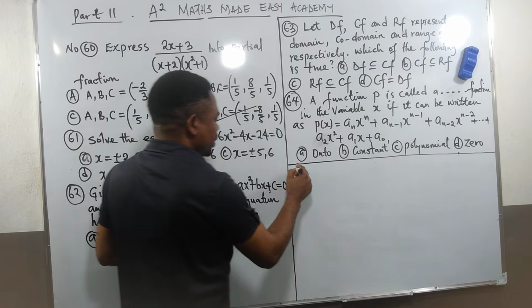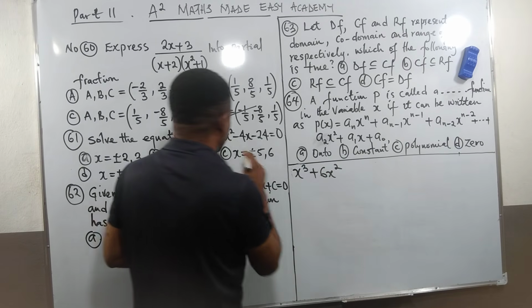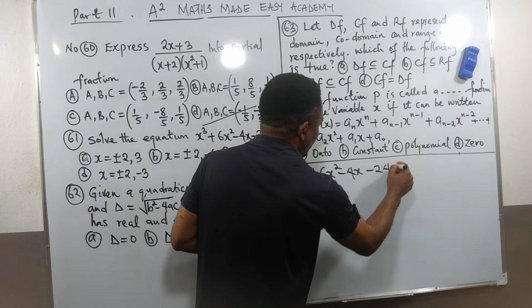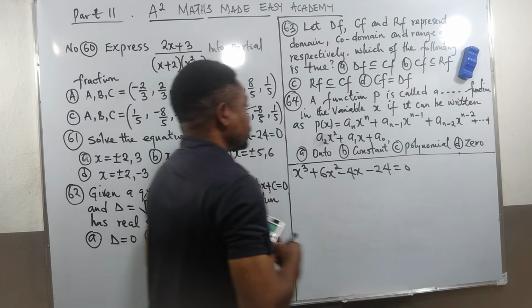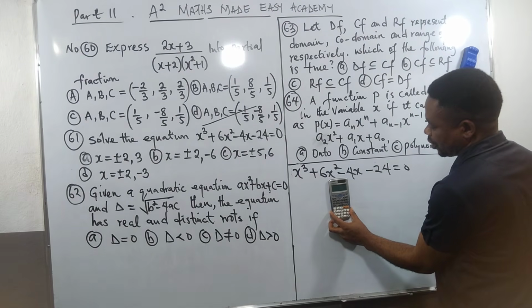We have x raised to power 3, plus 6x raised to power 2, then minus 4x, then minus 24. Everything should be equal to 0. Now look up. I want to use the calculator method to solve this particular question.